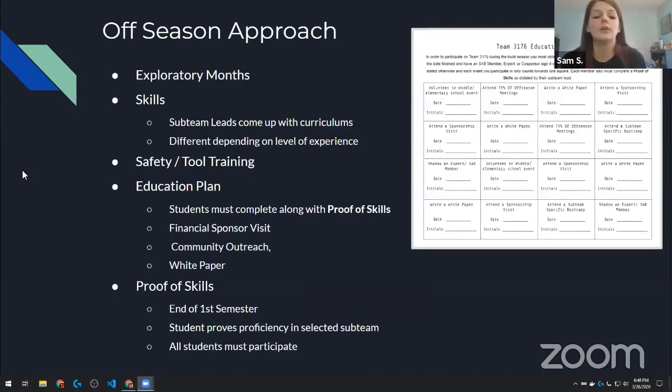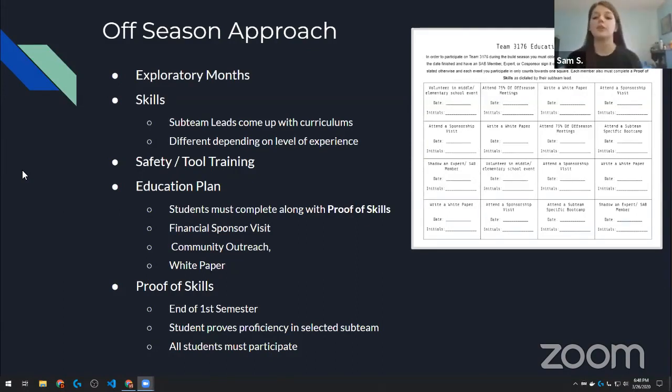So a lot of what we do from our perspective, to make sure everybody has a meaningful experience, is through our off-season approach. A lot of what we spend the first couple of months of our year doing are these exploratory months. Students come into the team and they focus on what are the different things that they're interested in. We spend a lot of time focusing on different curriculums and different skills, depending on their levels of experience, on things that they would need to know going into a specific subteam across our team.